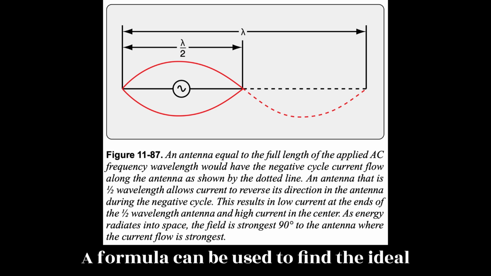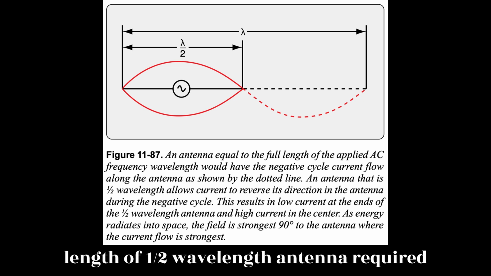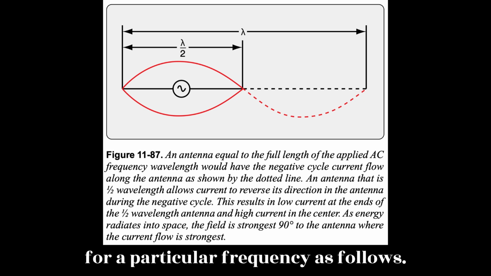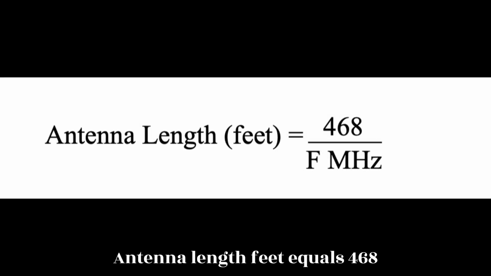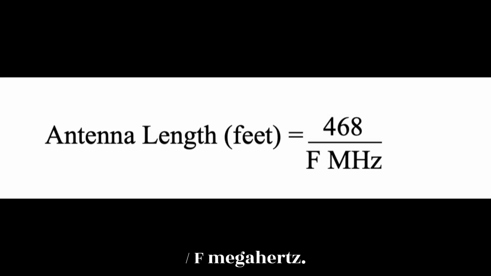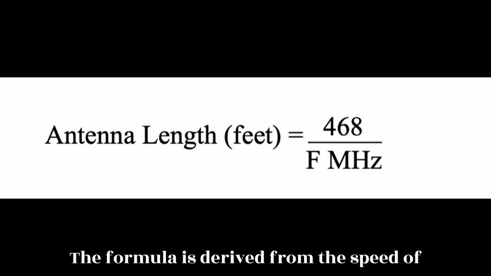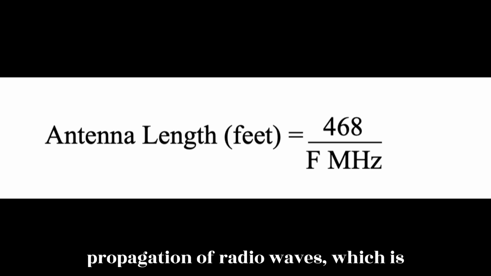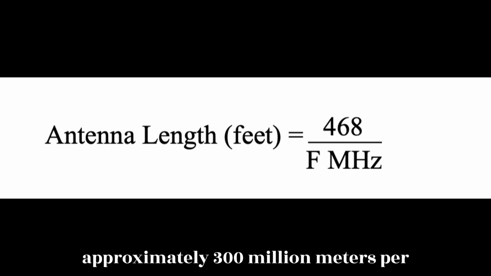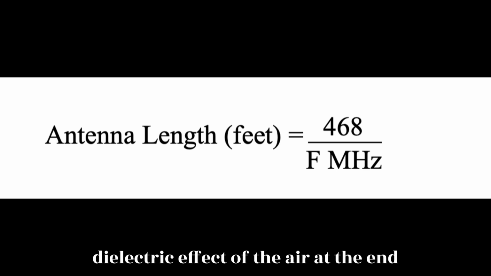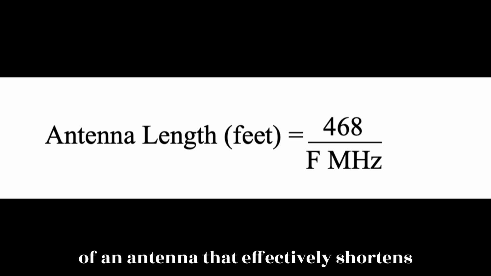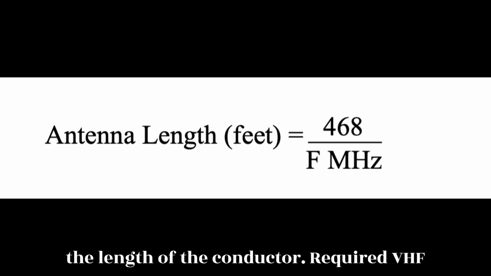A formula can be used to find the ideal length of a half wavelength antenna required for a particular frequency as follows. Antenna length in feet equals 468 divided by f in megahertz. The formula is derived from the speed of propagation of radio waves, which is approximately 300 million meters per second. It takes into account the dielectric effect of the air at the end of an antenna that effectively shortens the length of the conductor required.